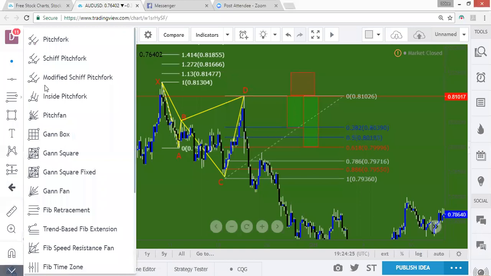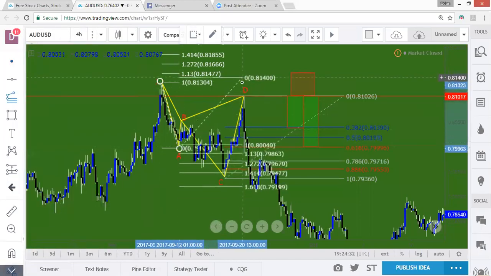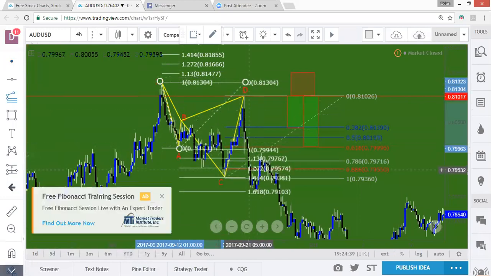Go from X to A, back up to X, and again, we're looking for that minimum extension of the 127. So our C move has to hit a Fibonacci extension from X to A, back up to X, of the 127. It can even hit the 141 as long as it doesn't break and close above the 141. If it breaks the 141, that's fine, as long as it comes back down and closes below the 141. So minimum 127, pretty much maximum 141 as far as closing.